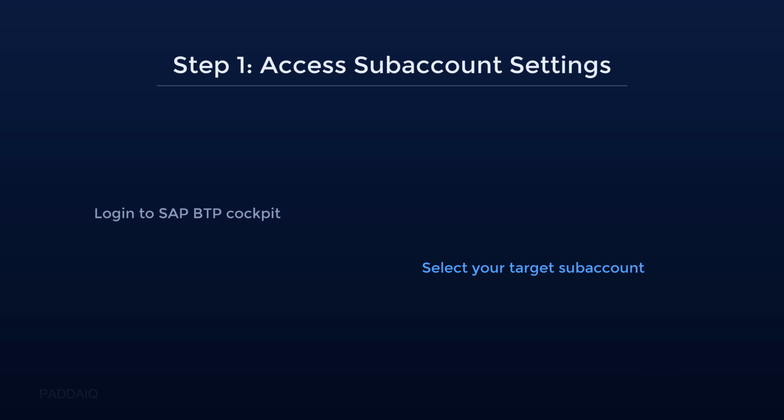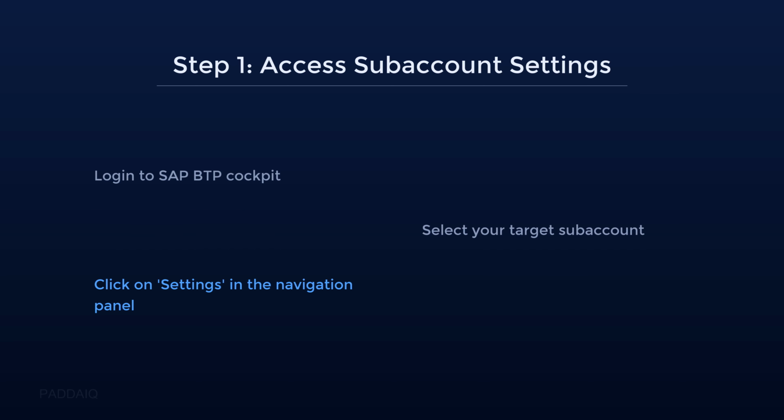Select your target subaccount. This means choosing the specific area in SAP BTP where you want to manage your applications and services. For example, if you have separate subaccounts for development and production, you would pick the development one to make changes. This ensures you are working in the correct environment.